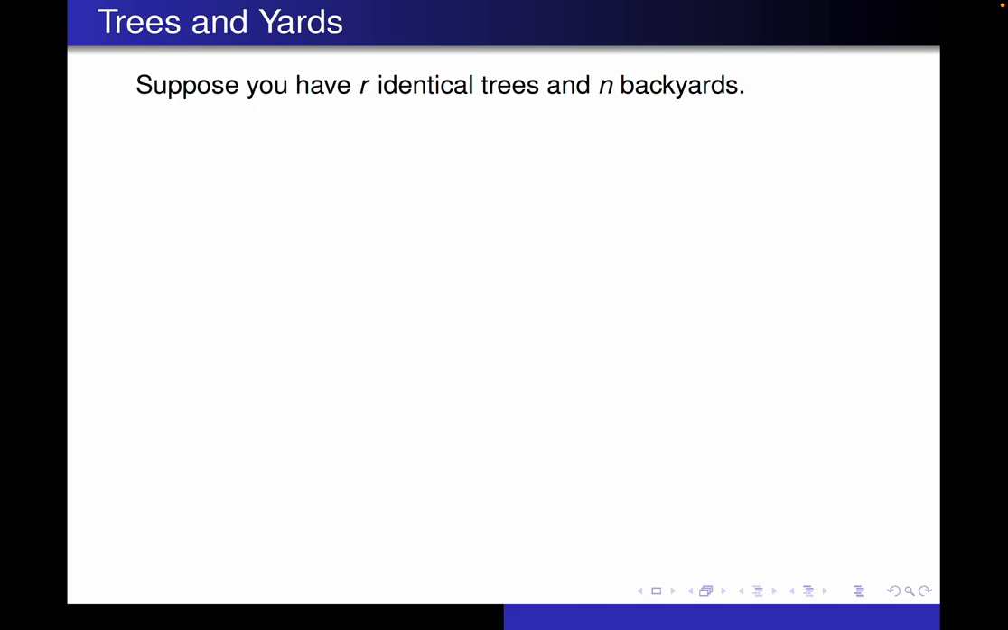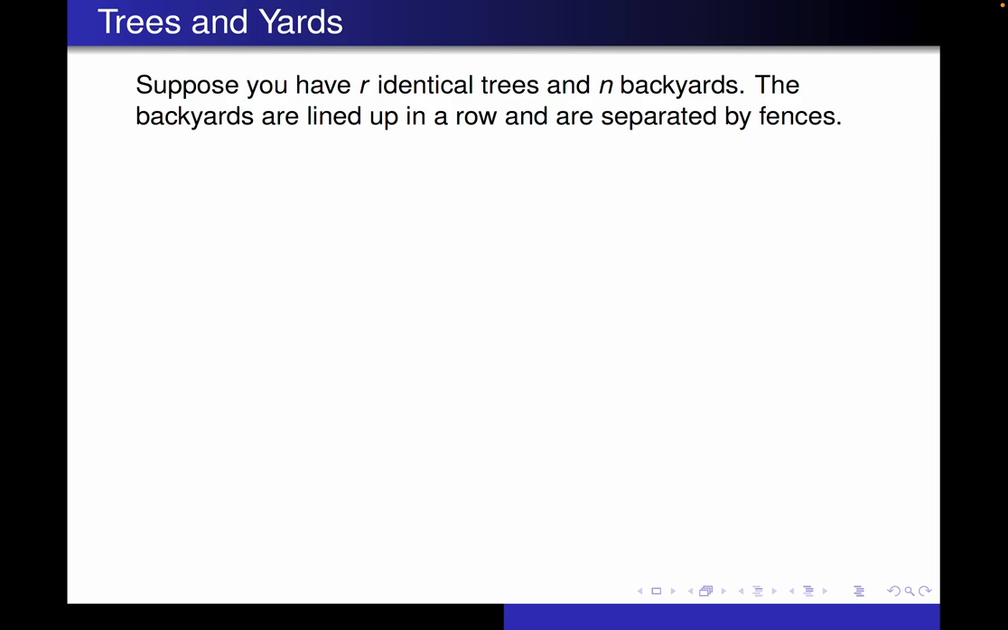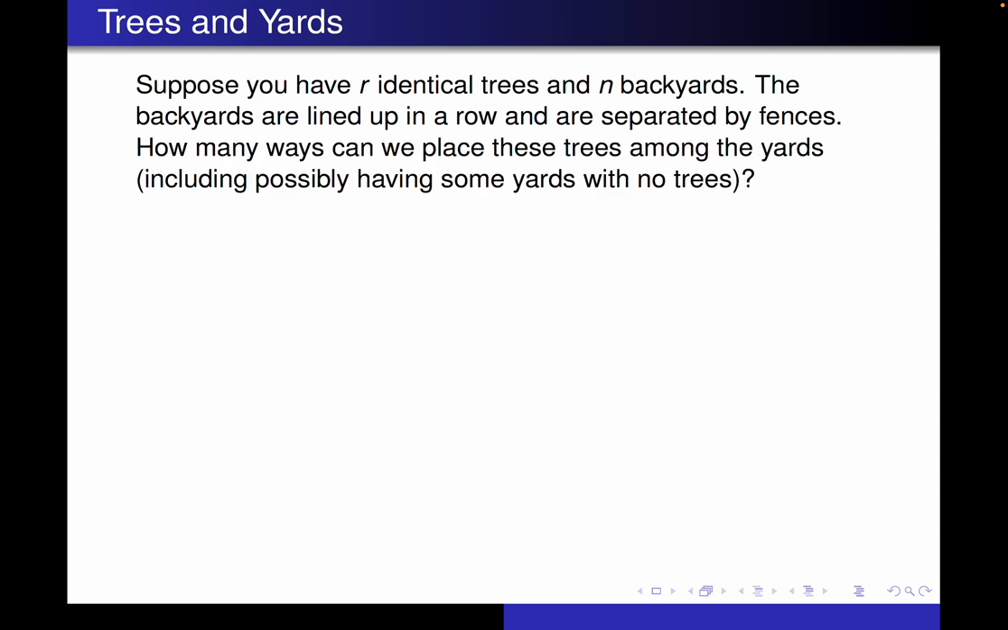All right, so suppose you have some identical trees, say R of them, and you have n backyards, and you want to put those trees into the yards. The backyards are just lined up in a row, and we separate them by fences, only as many fences as we need to keep the backyards separate. So the question we ask is, how many ways can we place these trees among the yards, including the possibility that some yards have no trees?